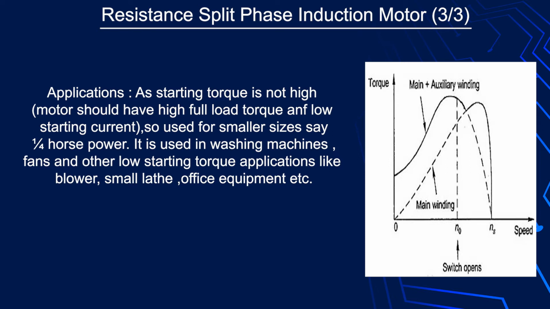So they are used in smaller sizes, like in washing machines, fans, where there is a requirement of low starting torque applications, and also like blowers, small lathe machines, and some small equipment used in offices.